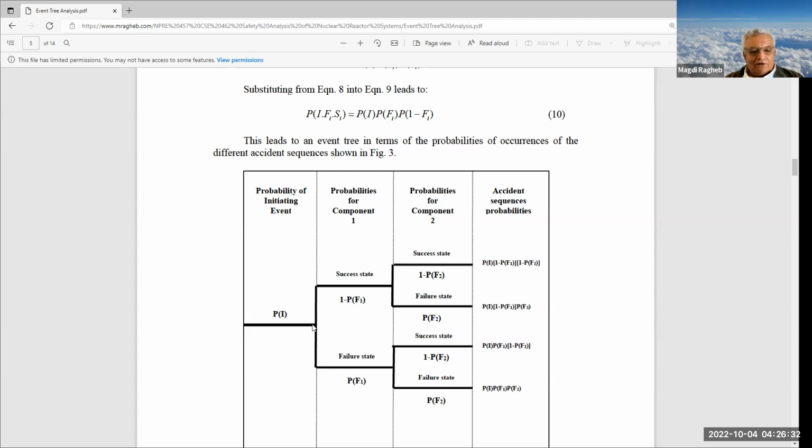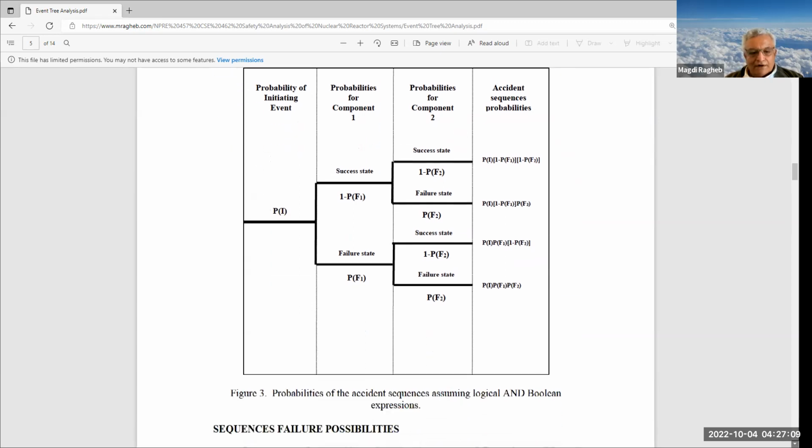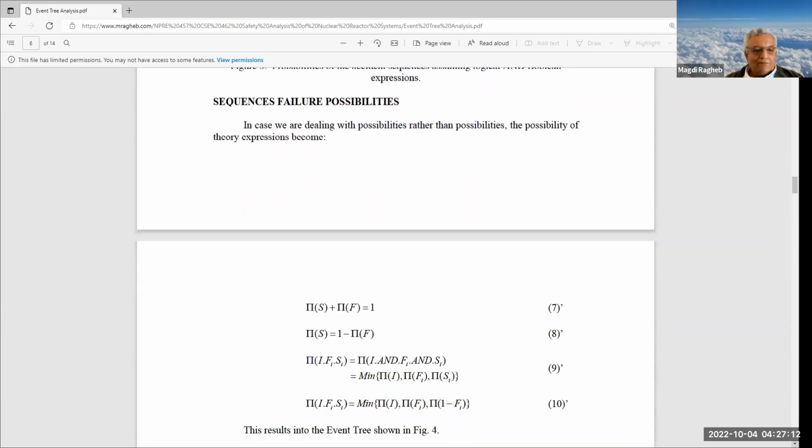If you move along the bottom line, that's P sub I multiplied into the probability of failure of F1 multiplied by the probability of failure of F2. If you move to the top component, it is the probability of the initiating event multiplied by 1 minus the probability of failure of 1, multiplied by the probability of success, which is 1 minus the failure of component 2. So in that case, we can move along each branch of the tree and calculate a probability of each one of them occurring.